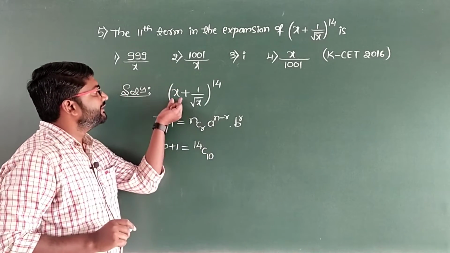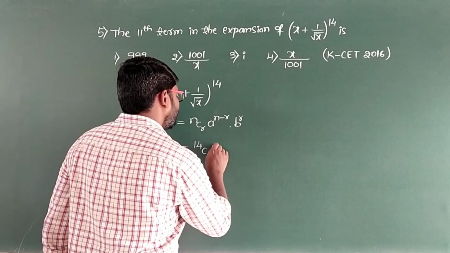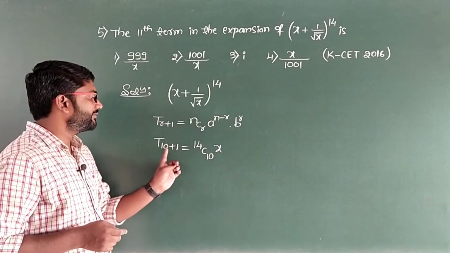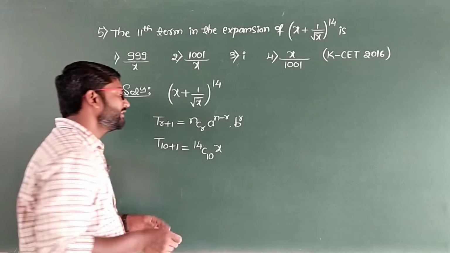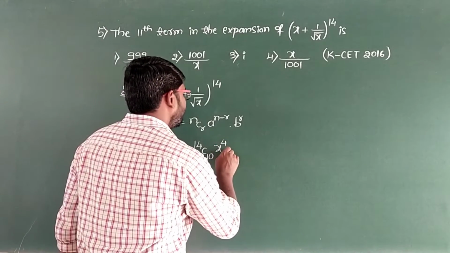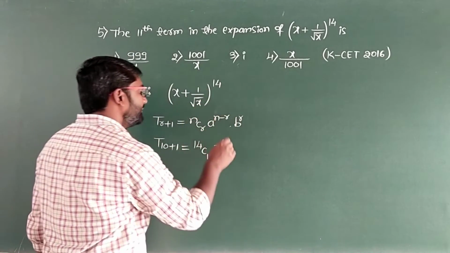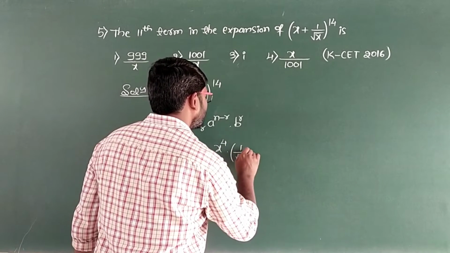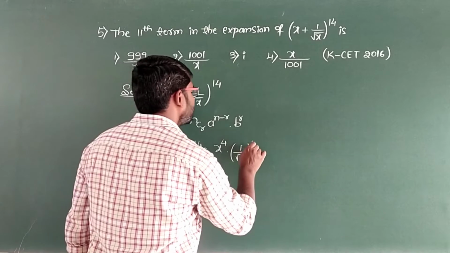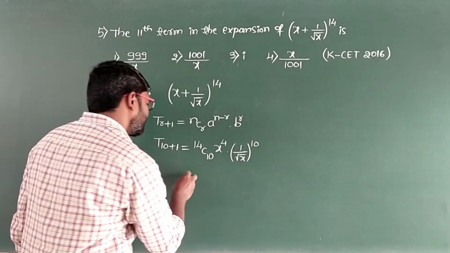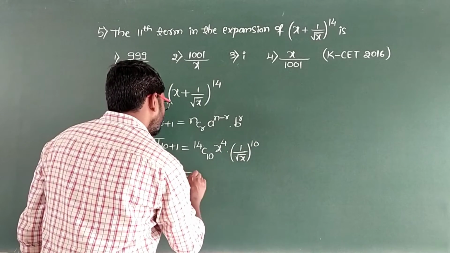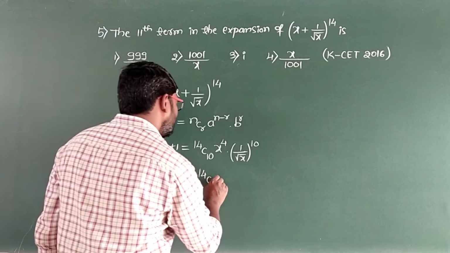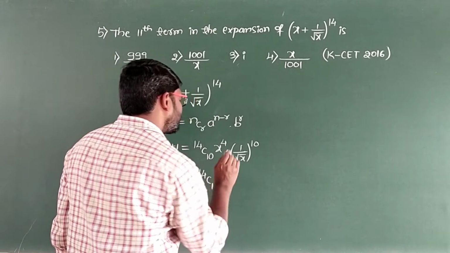A is going to be x here, so it is x to the power n minus r. What is n? 14. Small r value is 10. 14 minus 10 will be 4. Into b value, b will be 1 by root x here, 1 by root x whole to the power small r, it is 10. So simplify this now. 14C10 into x to the power 4 into x to the power 4.